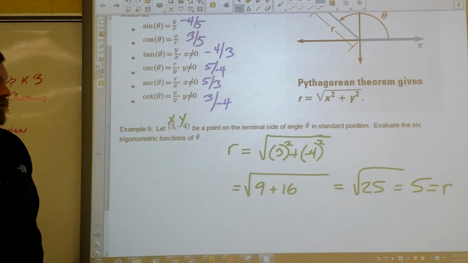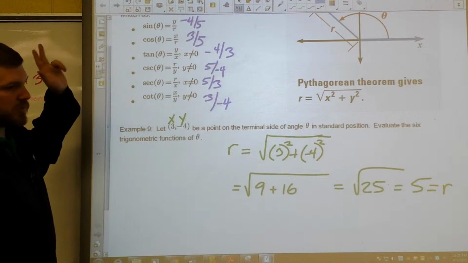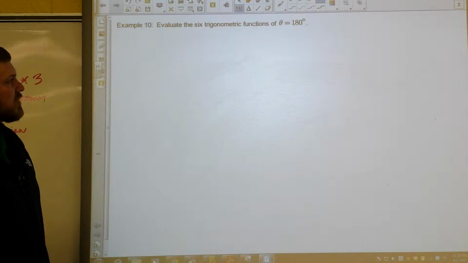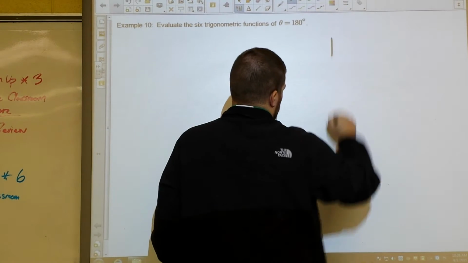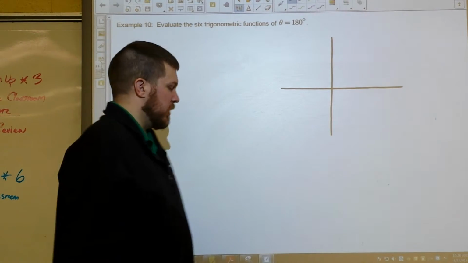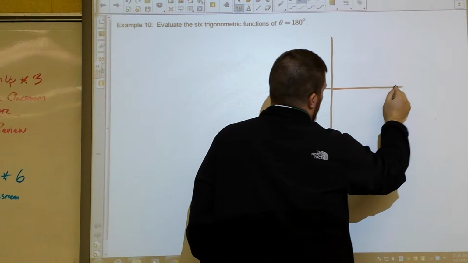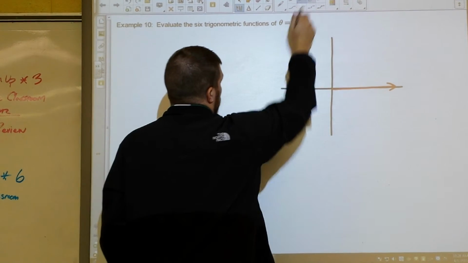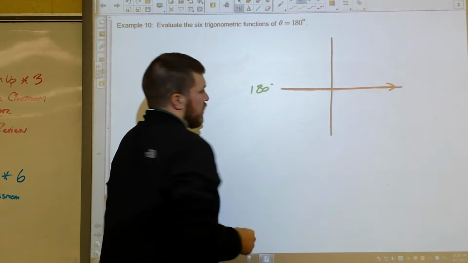And that's really all there is to it, no big deal. You just have to do a little bit of calculation to find your radius if you're given the point, using the Pythagorean theorem. Now we're given the angle. We want to find these 6 trigonometric functions of 180 degrees. I'm going to start off by drawing a sketch. So here's my coordinate plane. My angle for this to work has to be in standard position, so I know the initial side is on the positive x-axis, but I also know that 180 degrees is right here, so my terminal side is right here.